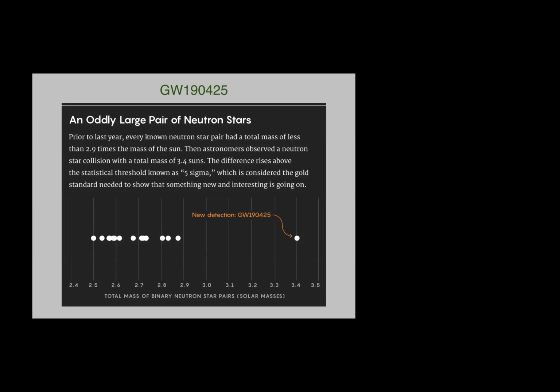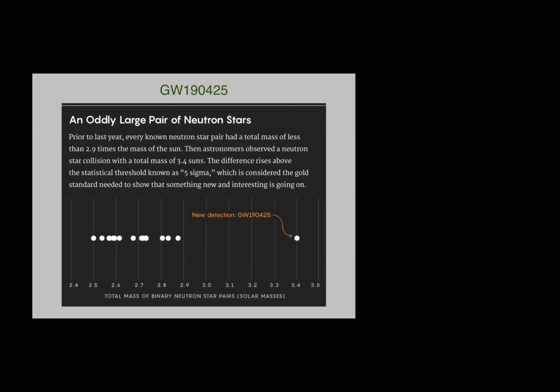Now, I don't think anybody knew why all the binary neutron stars were clustering around a total mass of 2.7 or 2.8. But now we have this system. If it is a binary neutron star, then its mass is completely different.